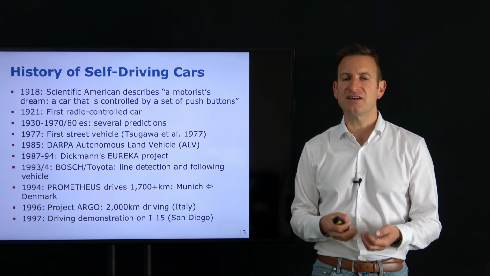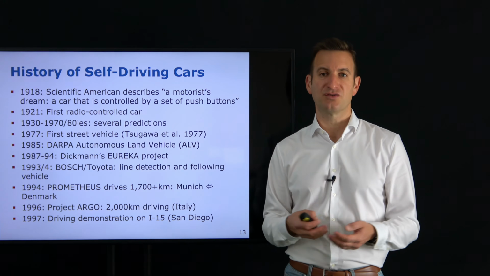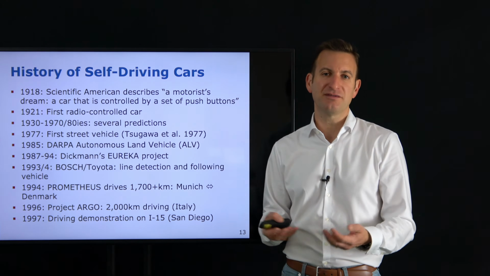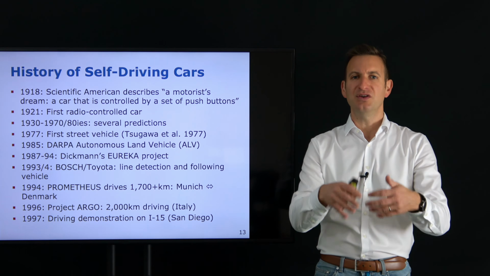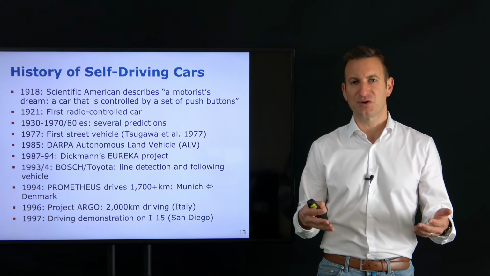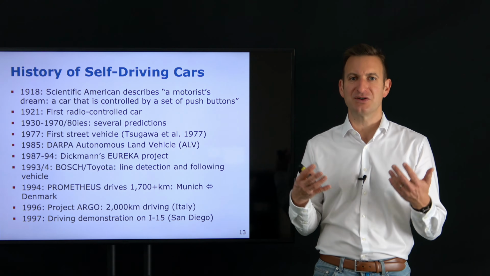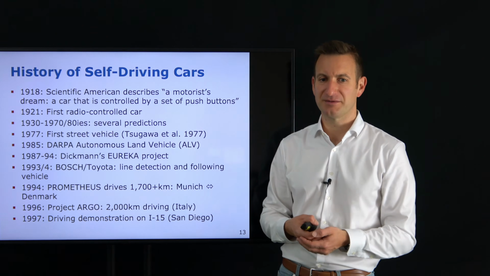Nevertheless, 3 years later, people developed the first remote-controlled car, or radio-controlled car. That is, of course, not a self-driving car, but it's already a very nice demonstration of how you can go towards not having humans inside the car, but of course you still have the human operator which steers the car. So it's not really a self-driving car.